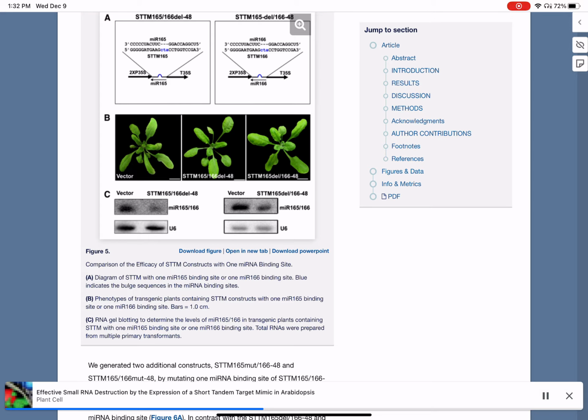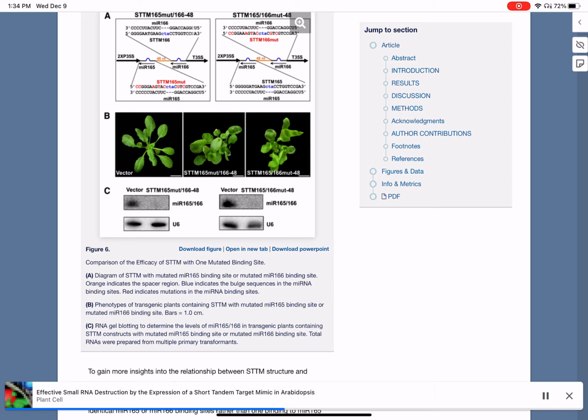C. RNA gel blotting to determine the levels of miR-165-166 in transgenic plants containing STTM constructs with mutated miR-165 binding site or mutated miR-166 binding site. Total RNAs were prepared from multiple primary transformants.